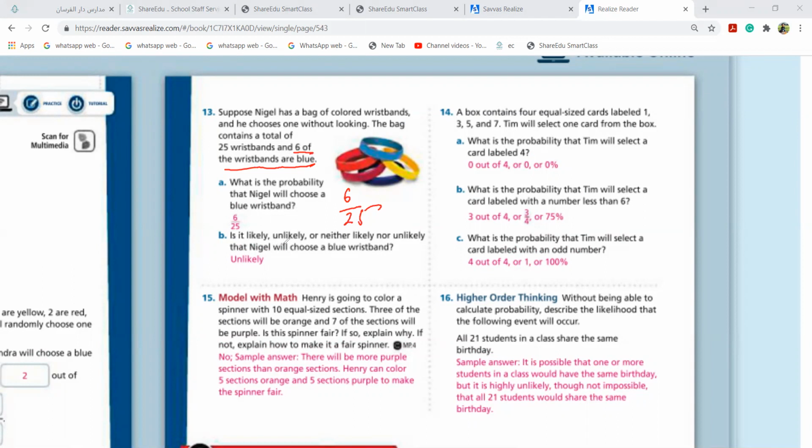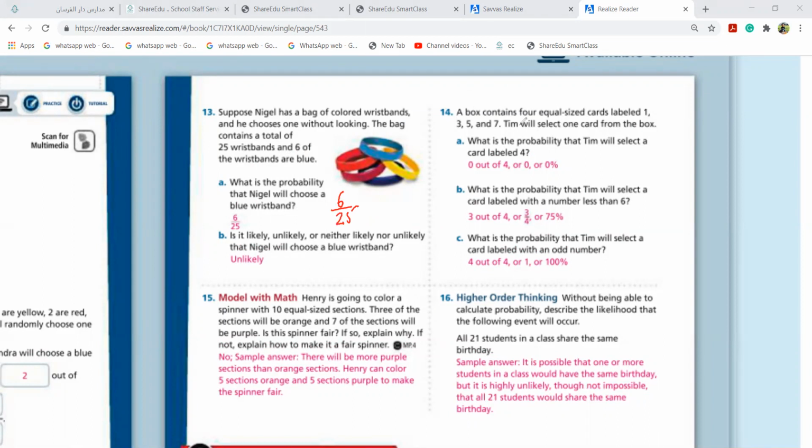Is it unlikely or likely? Girls, is 6 a large number out of 25 or a small number? It's a very small number. So that's why I wrote here unlikely. A very simple lesson to score marks. Probability is not that simple, but this first lesson is simple.